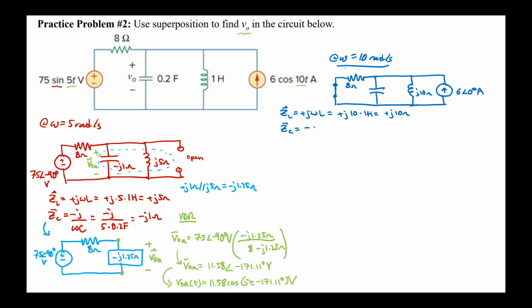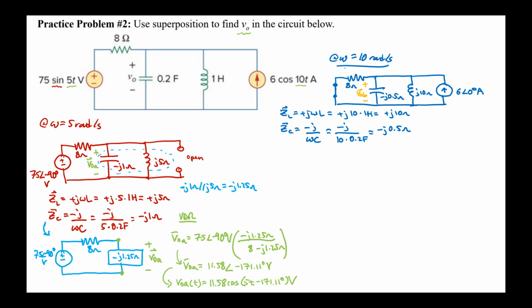ZC is equal to minus j over omega C, which is minus j divided by 10 times the 0.2 farads, and that obtains an impedance of minus j0.5 ohms. Notice that these values are different than the omega equals 5 radians per second circuit. My target in this circuit is what I'll call V0B. It's the voltage across the capacitor.